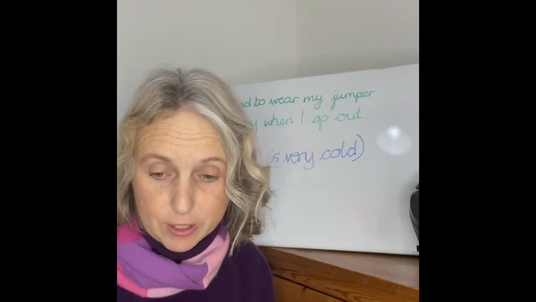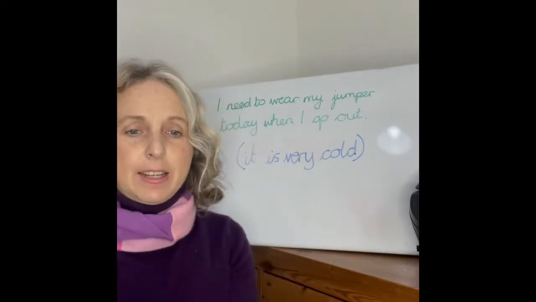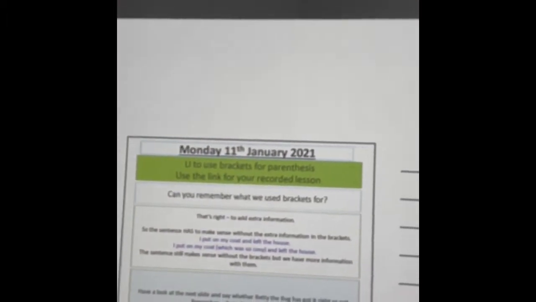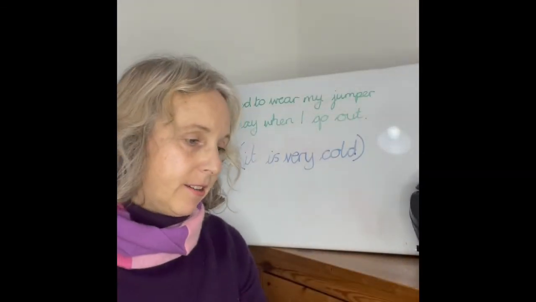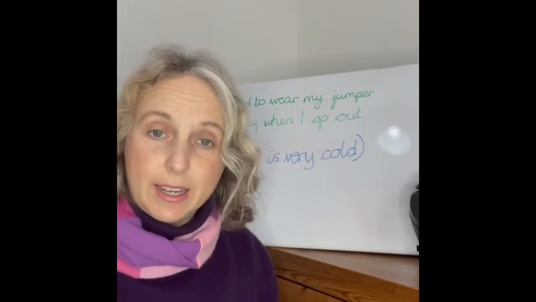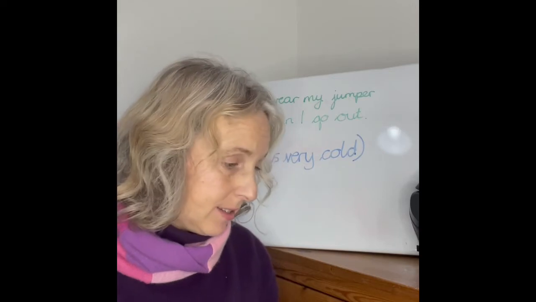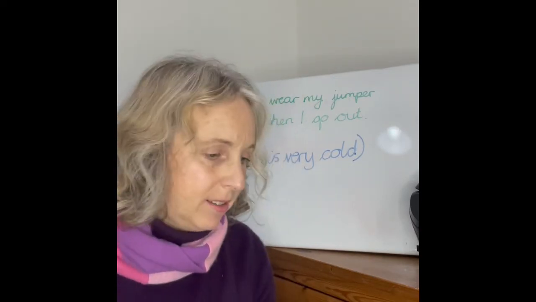So we're going to go through some of those options now. We're going to have a look at them. There's one on your first slide. I'm going to hold a paper copy of the slide up and hope you can see, but you'll be able to look at that properly when you're doing your work. On that first slide there is a sentence, and it is, I put on my coat and left the house. And then with the brackets in it, I put on my coat, which was so cosy, and left the house.